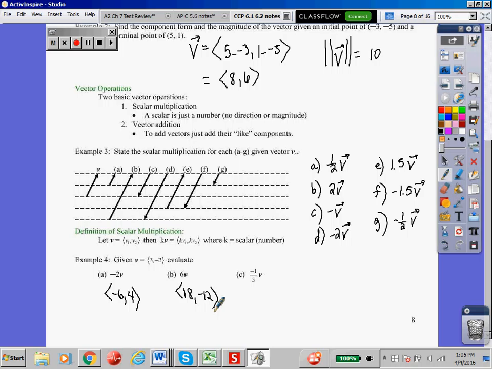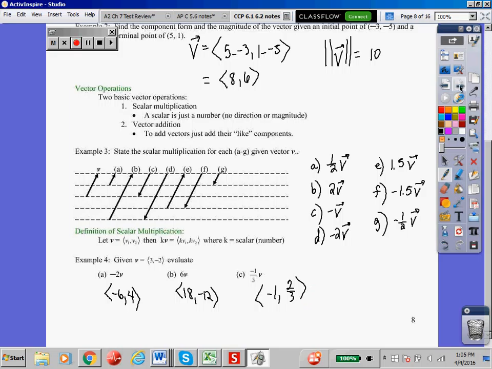Okay, how about letter C? If you take negative 1/3, what would that be? Well, how about just leave it as the fraction? You're going to take negative 2 times negative 1/3, so it's positive 2/3, right?